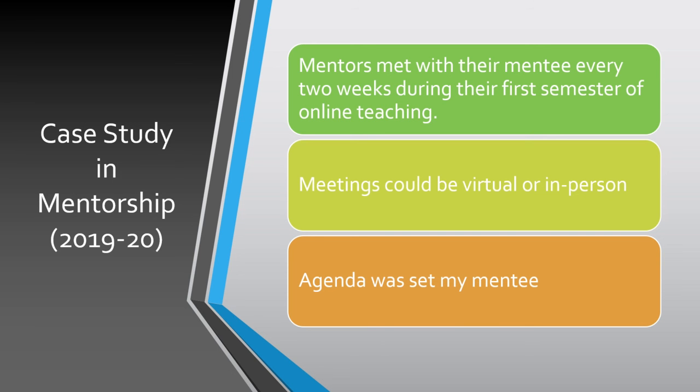And the agenda was set by the mentee. So the mentee, before meeting with their mentor, would make a list of the issues they were having, the questions they had, and send that to the mentor before they met, so that when they sat down, both be aware of what they were coming to discuss and prepare for that.